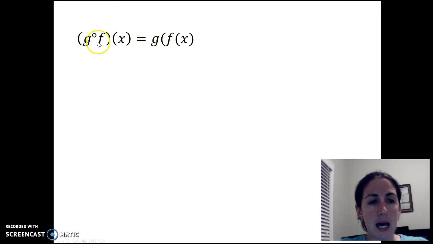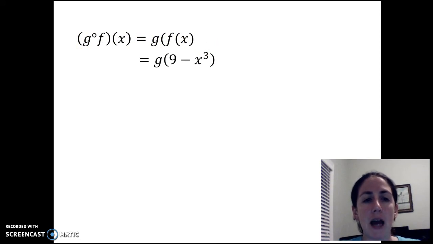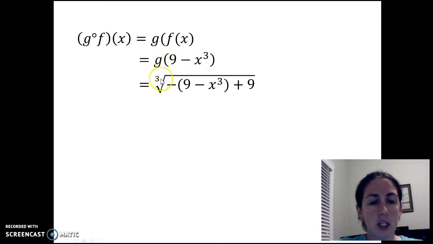G is on the outside, f is on the inside, so this is g of f of x. So into g, I'm going to put the entire f function. So remember what g did. G took the cube root of the negative of your input plus 9. The cube root of negative, whatever's in the parentheses, plus 9.